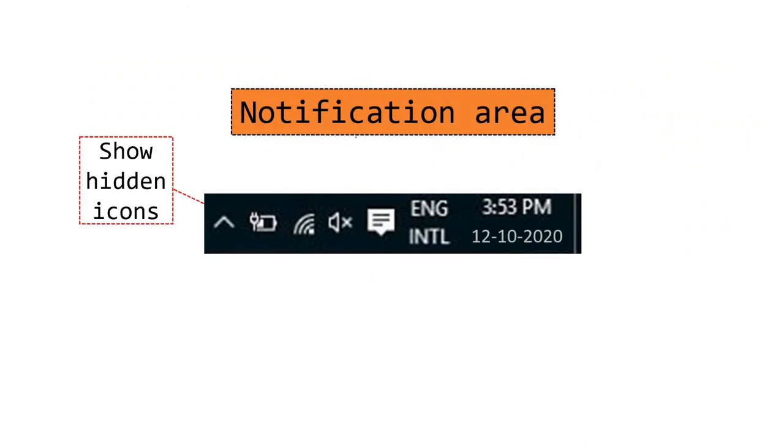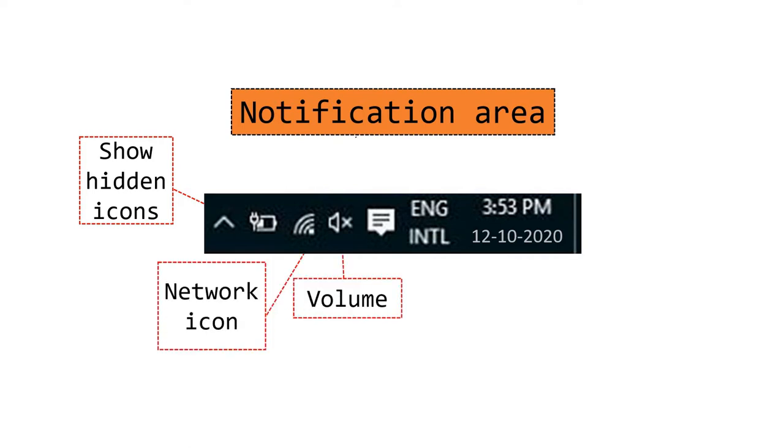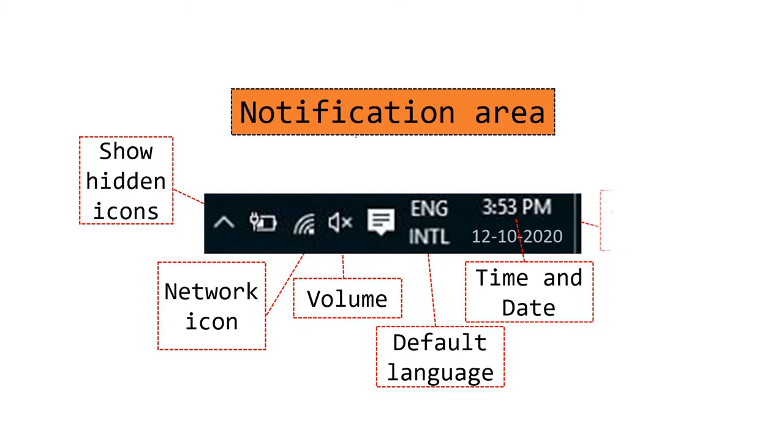The notification area has some icons like network icon, volume control, default language, time and date, and also the arrow peak button. This arrow peak button is found in Windows 7. It is used when you want to minimize all the windows and show instantly the desktop.